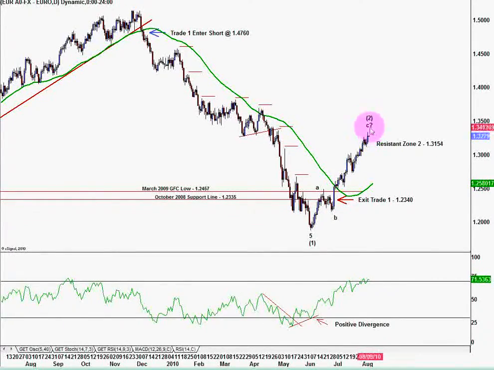We would expect a short entry to be initiated for a break of a trend line, which is here, and we will look to trade that down, and the first port of call would be around the 1.2 mark. And that's the wrap up for the currencies, the Aussie dollar and the euro.